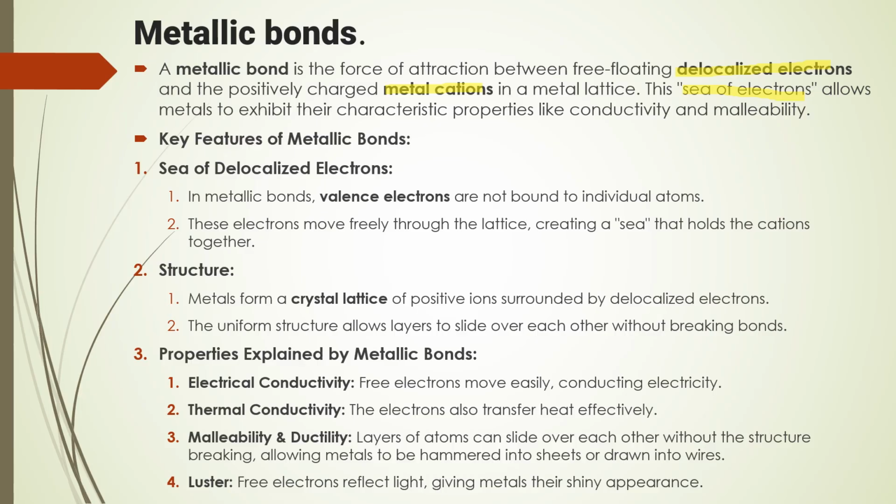So this is a sea of electrons. You see here the dots are basically electrons, and they are being given by the valence shell of the elements which are present in the bond.